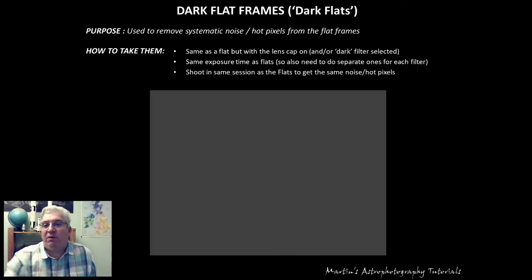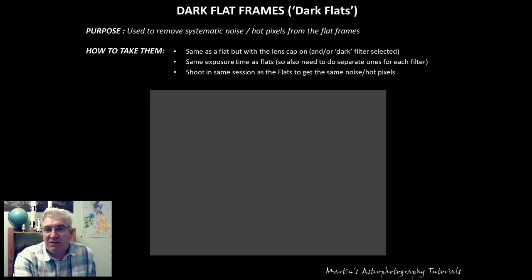So that's the reason why we have the next type, which is a dark flat. A dark flat is to take those systematic features from the sensor out of your flats. That's generated exactly the same way as for generating a flat, except that you cover up the end of your telescope, put your lens cap on, or select your dark filter, or both, but keep everything else the same. So when you set up to generate your flats, and then put the cover on and generate your dark flats. Again, 15 to 20 of those.